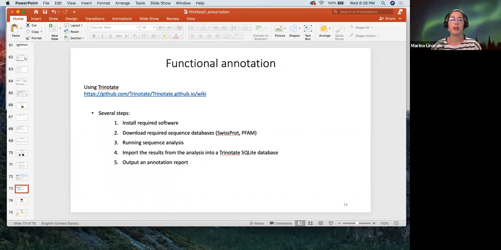It puts them all together in this SQLite database, and then it outputs an annotation report, which practically gives you information about your Trinity gene, whether it was found in Swiss-Prot, whether it was found in Pfam, a lot of different information. And when we come to this, I will just show you how a table that comes out of Trinotate would look like.